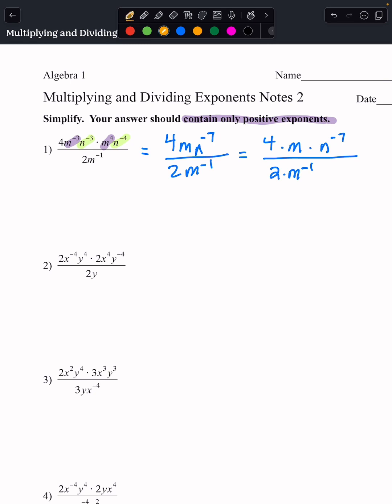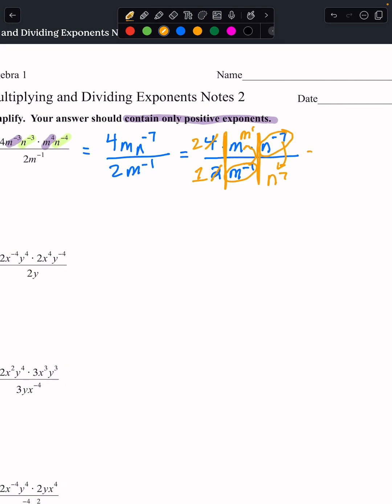Remember how we were doing earlier, we just split this right here. 4 divided by 2 happens to be 2. This is just a 1. This negative 1 does not like being down here, so we're going to take you up and put you in positive 1. And this n to the negative 7 doesn't like being up there, so we're going to bring you down into the positive 7. So my final answer is going to be: I got a 2. I got an m here and an m there, so that's m squared. And then on the bottom, I just have a 1 and an n to the 7.